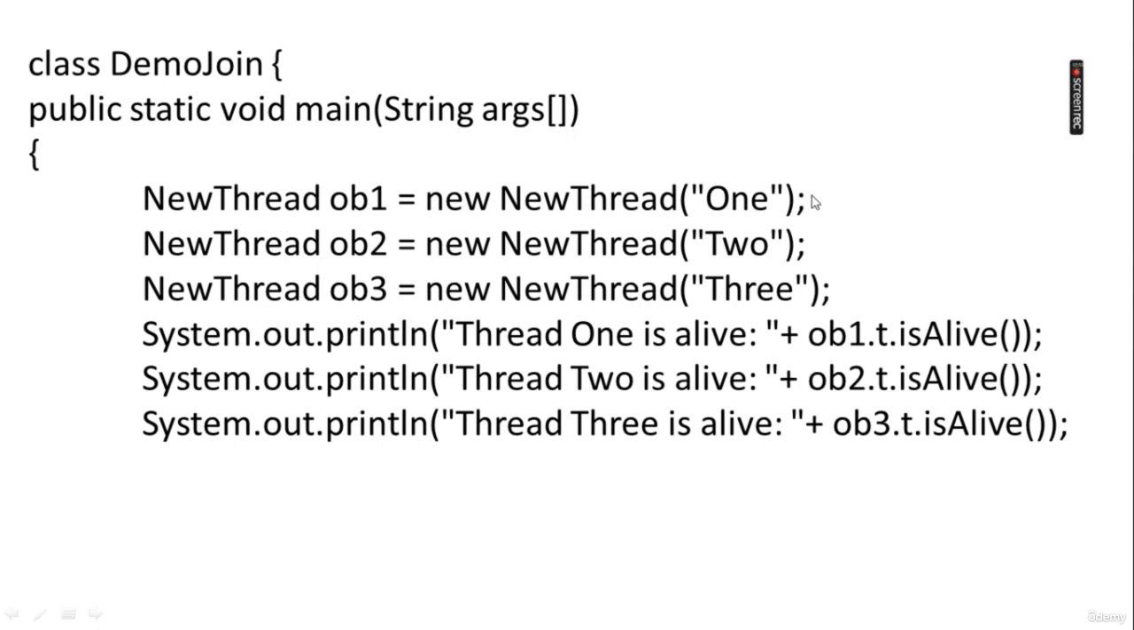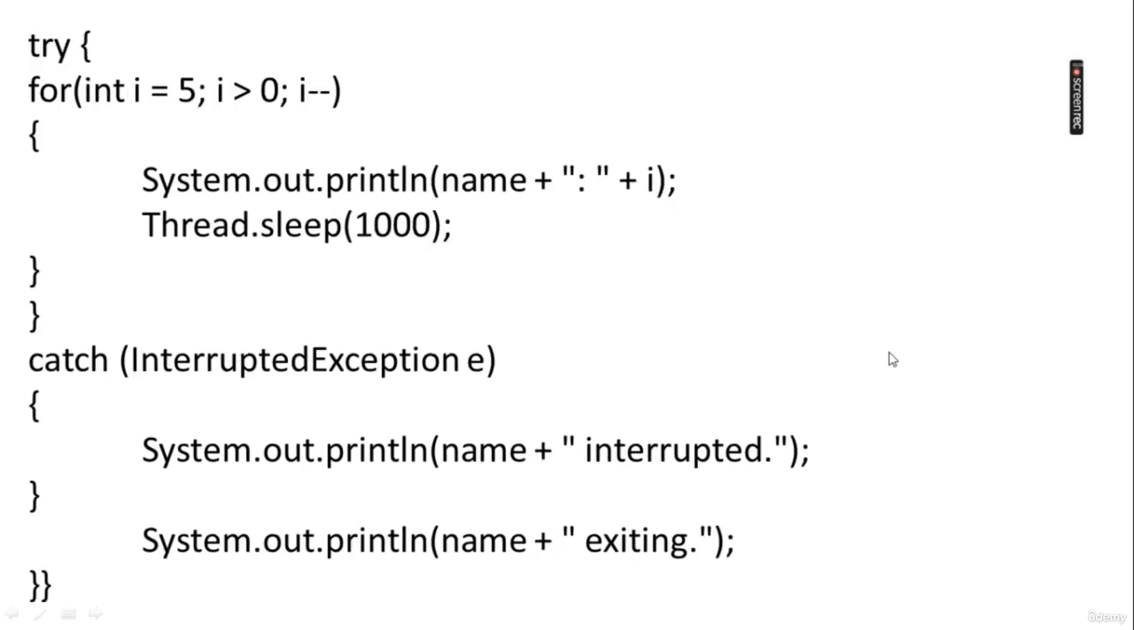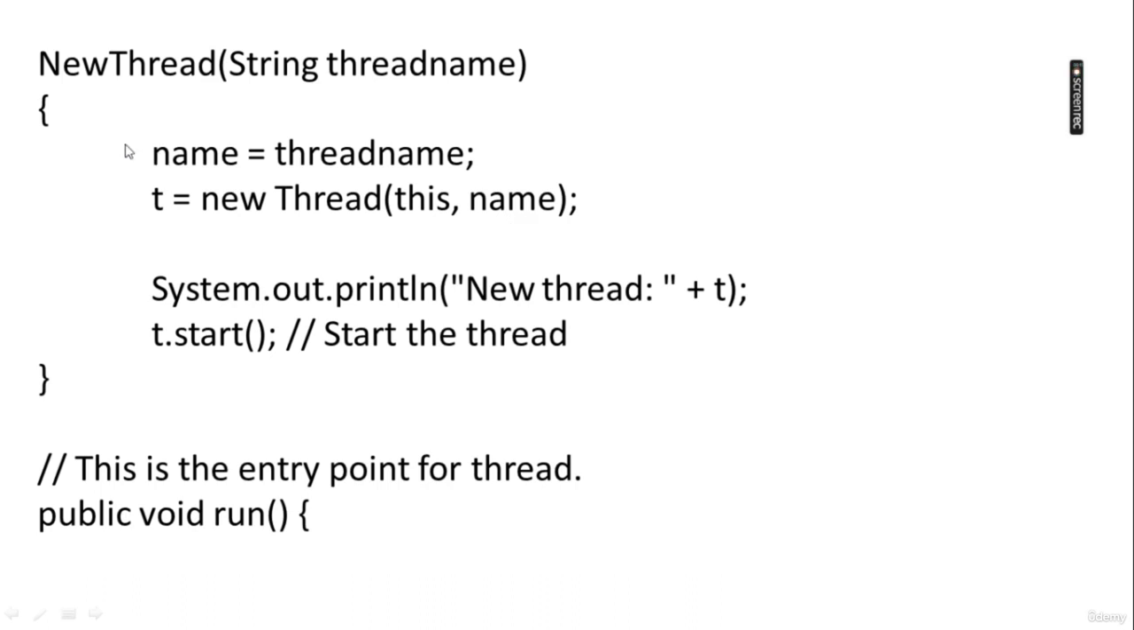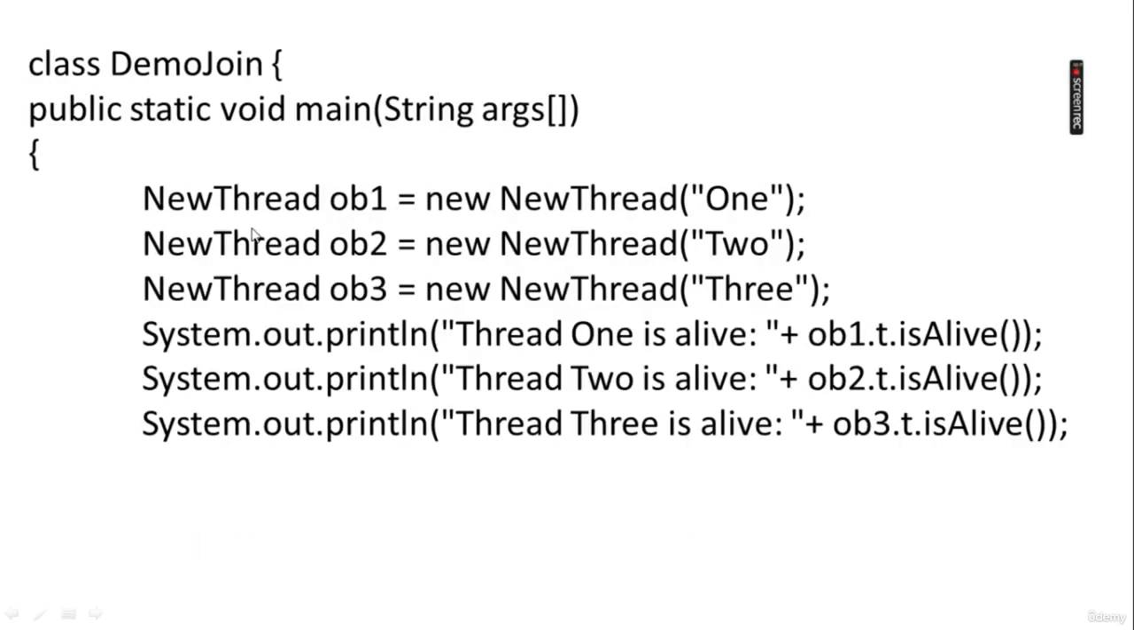Now 1, 2 and 3. Three threads are created like the previous example, and we are checking if it is alive. Object 1 dot T, the thread object. First object's thread object dot isAlive.